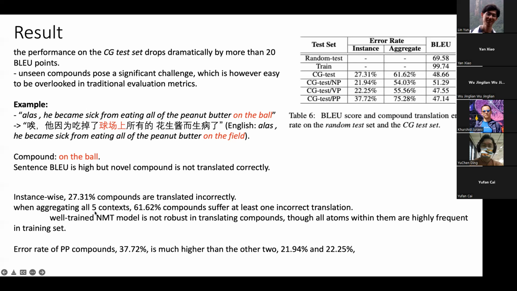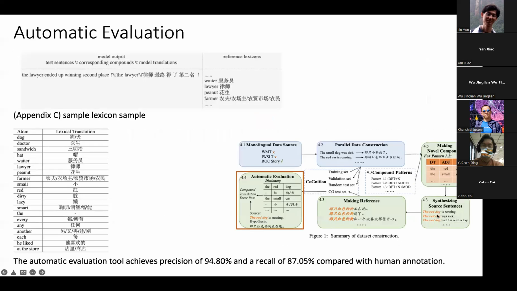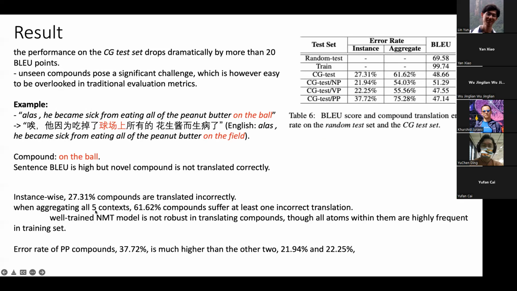I didn't get this sentence. What do these contexts mean? If you remember, for each compound, you construct 5 sentences. That's the 5 contexts, and 61% of them. All right. So the overall idea is that this problem is very important, but existing approaches do not have better performance, right? Yeah, they are saying that. And the error rate of preposition is much higher than the noun and verb compounds. Okay, let's move on.